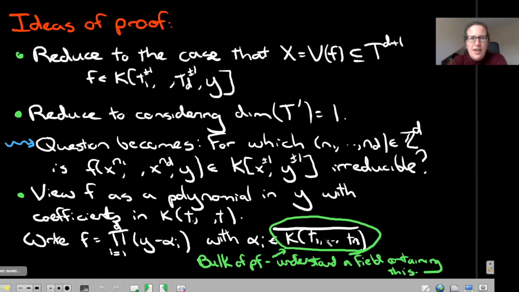And so the bulk of the proof is to think carefully about a field that contains the algebraic closure. We can't go quite as far as describing the algebraic closure, but we want to think carefully about a field that contains the algebraic closure and do that in a way that works in arbitrary characteristic. Okay, so that's the approach. So what I'm going to do for a few slides now is think about this. Okay, so again, questions, comments?